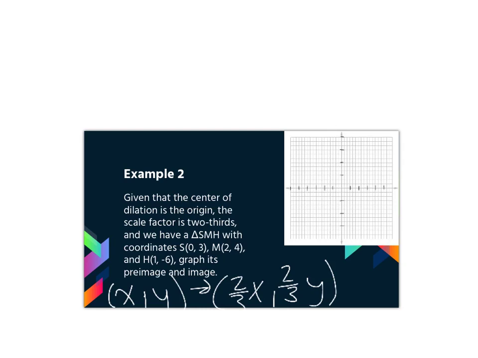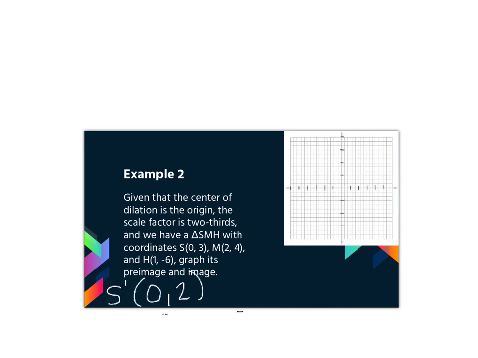So to graph this, the easiest way would just be to consider each point separately, right? So we have S (0, 3), and it's going to go to (2/3 x, 2/3 y). So if x is 0, 2/3 times 0 is 0, and then 2/3 times 3 is 2. So S prime is at (0, 2). M prime, we're going to have 2/3 times 2, which is 4/3, and 2/3 times 4, which is 8/3. And finally, we have H prime. We're going to have 1 times 2/3, right? So that's 2/3. And then we're going to have -6 times 2/3, which is -4.